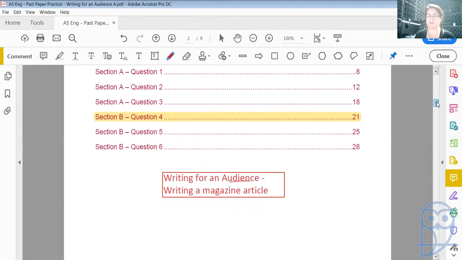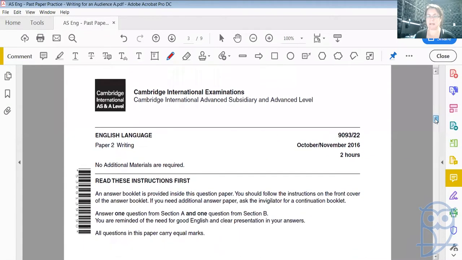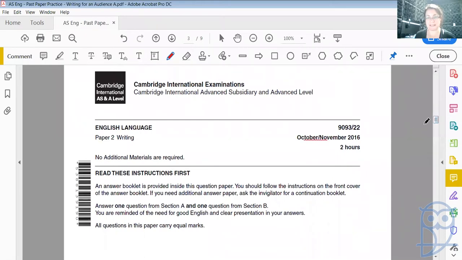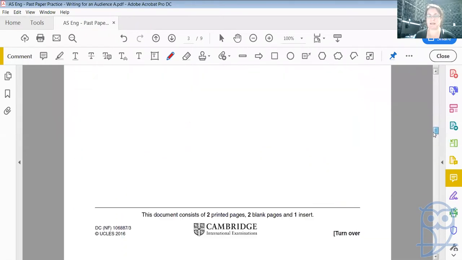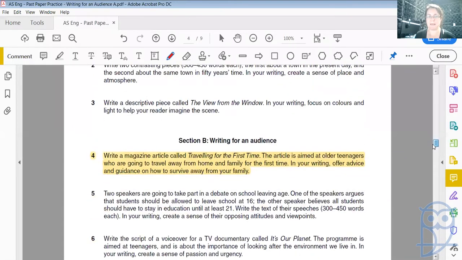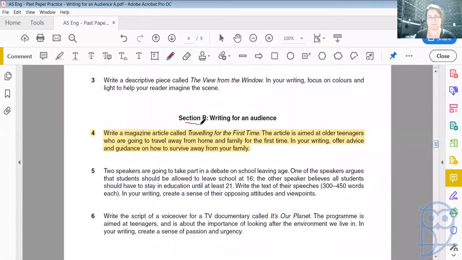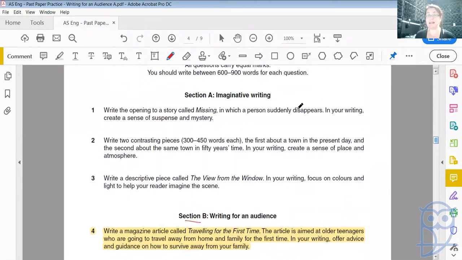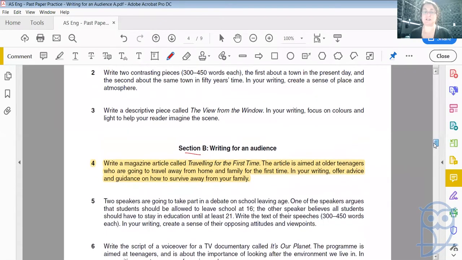Okay, so let's have a look. This comes from the October/November 2016 paper, just in case you want to have a look at it for yourself, and this is section B. Remember, section A is the imaginative writing where you can be creative, and many students prefer to write imaginatively rather than writing for an audience. But it's good to perfect this writing for an audience section because it makes you more aware of your audience and how you can go about appealing to them in your writing.